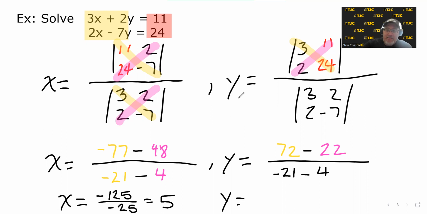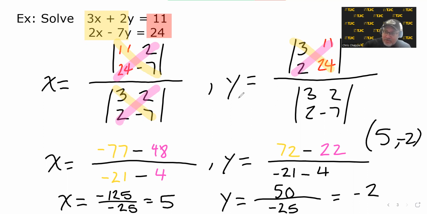And on the y, in the numerator, 72 minus 22 is 50. The denominator is still negative 25. 50 divided by negative 25 is negative 2. So our solution is 5 comma negative 2, or at least our solution is an ordered pair.